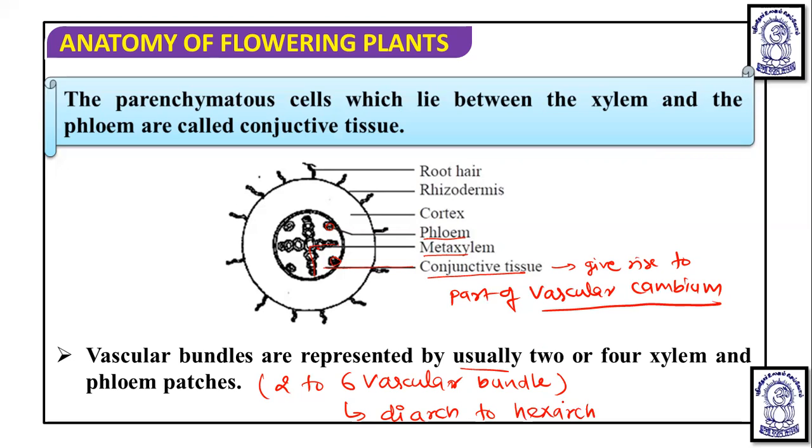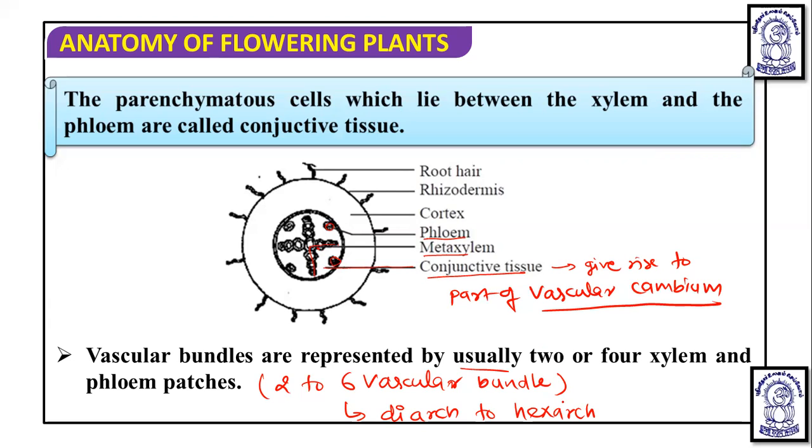This means if diarch, then there are 2 xylem and 2 phloem. If hexarch, it means 6 xylem and 6 phloem. So diarch to hexarch can include triarch, 3 xylem 3 phloem, 4 xylem 4 phloem, 5 xylem 5 phloem. Like this condition is there. If you count these numbers and see the radial arrangement and count the vascular bundles, on the basis of that you can determine which anatomy is of a dicot.